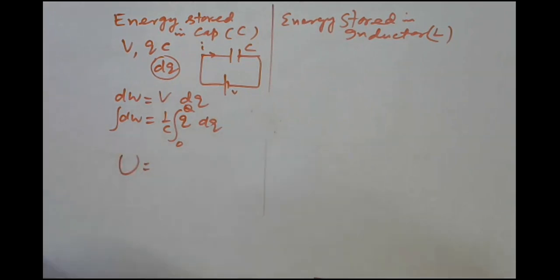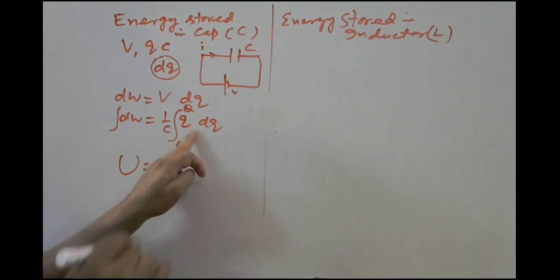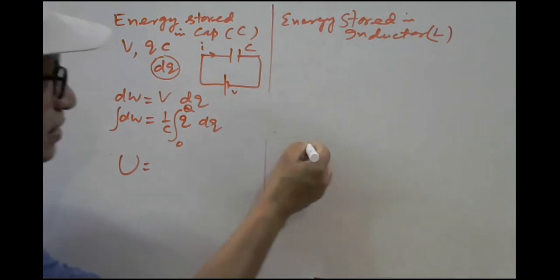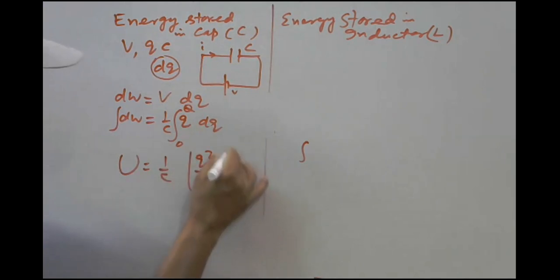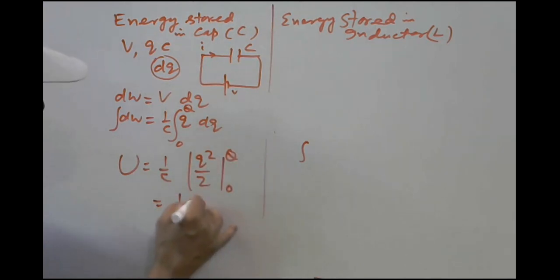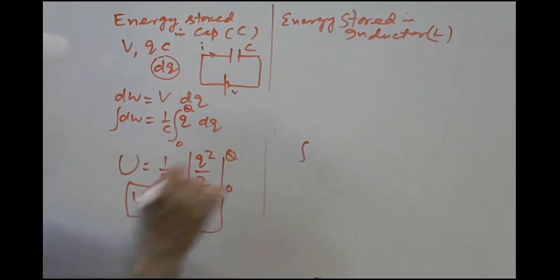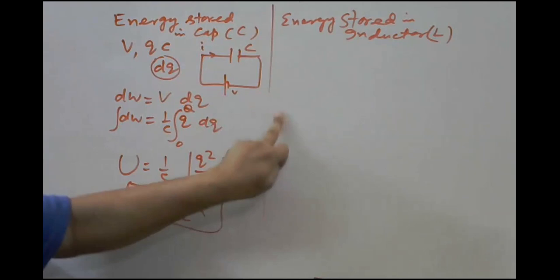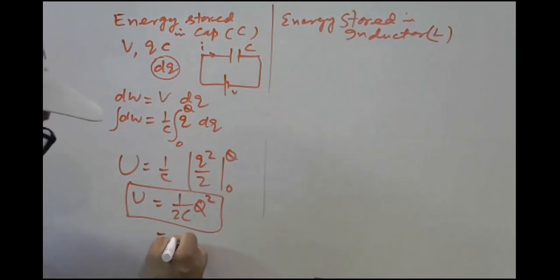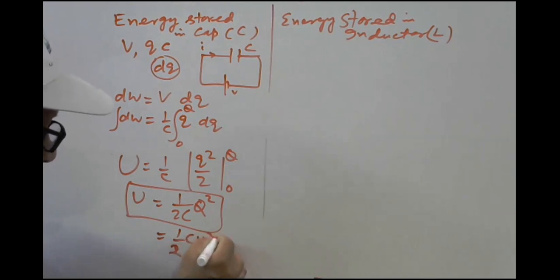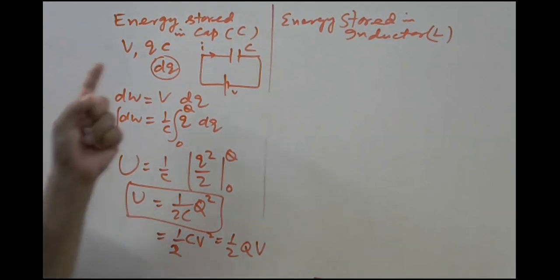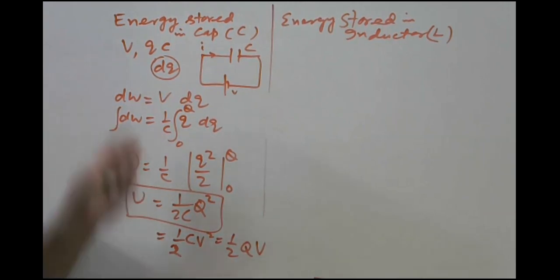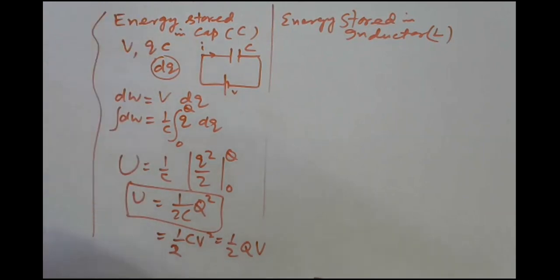It is how much? It is Q square by 2. Yes, the integration. So it is Q square by 2, and this is the limit 0 to Q. This way you can calculate it. With the help of this formula Q is equal to CV, we can change the form also like this, half CV square or half QV. So this is the energy stored in the capacitor, because we have seen many times this derivation.